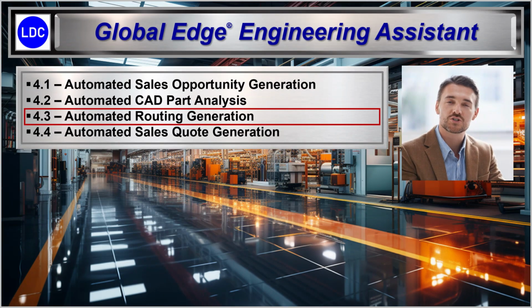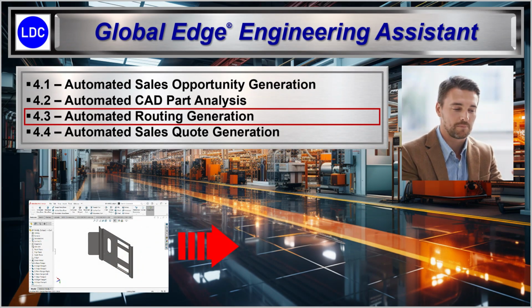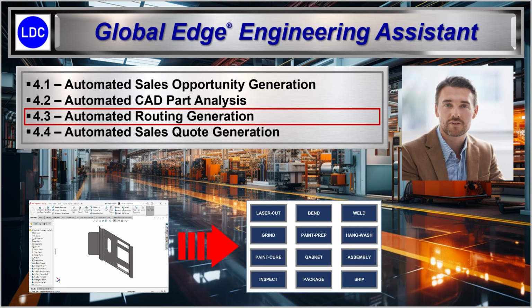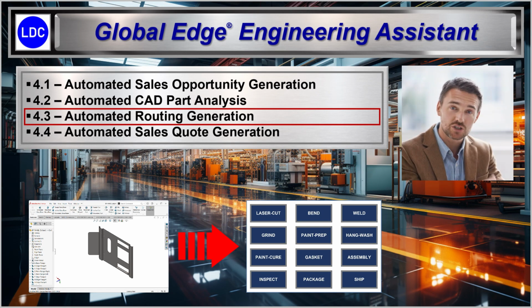Step 4.3 features automated routing generation, a capability that analyzes CAD part parameters and matches them to optimal manufacturing processes, bend processes, and machine tool parameters to produce optimized routing steps, including accurate time and material cost roll-ups.